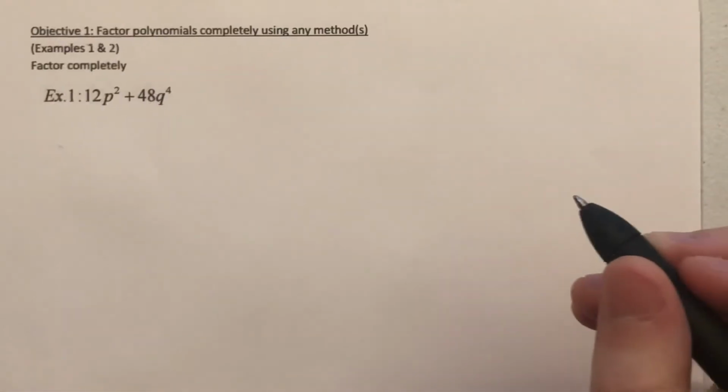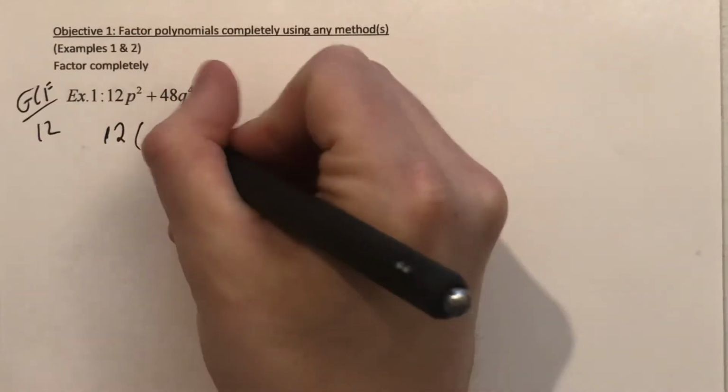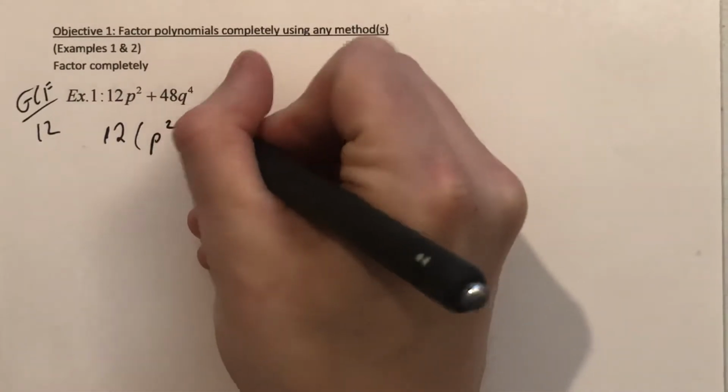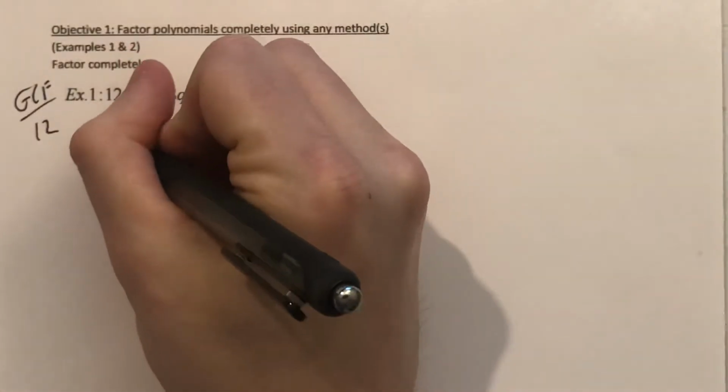So we got our first one here. First step, GCF. Looks like we've got a 12 in common there. So 12 factors out. Leaves me with p squared plus 4q to the 4th. We factor out the 12. And so we said, don't stop once you have a GCF.